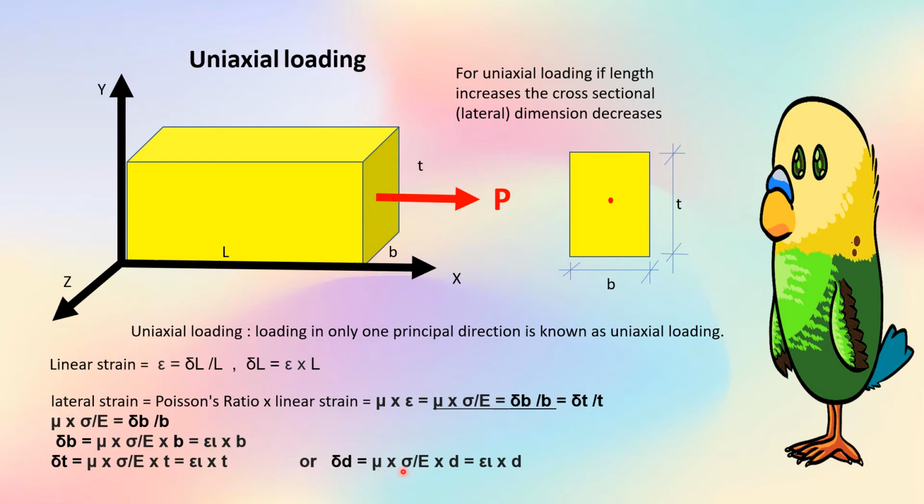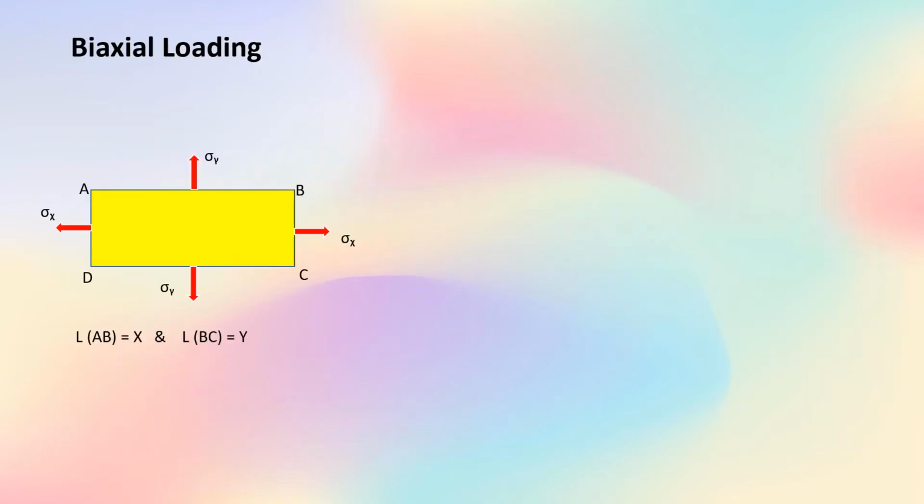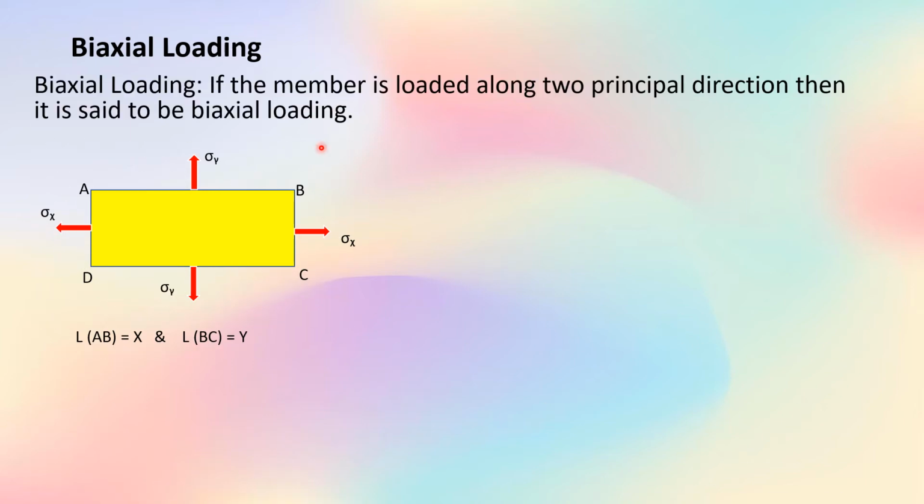These are the formulas which we use if there is loading only in one direction, and here it is along the length. Now biaxial loading. If the material is loaded in two directions, that is the two principal directions x and y, if the member is loaded along two principal directions, then it is said to be biaxial loading.